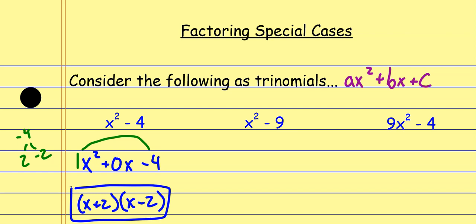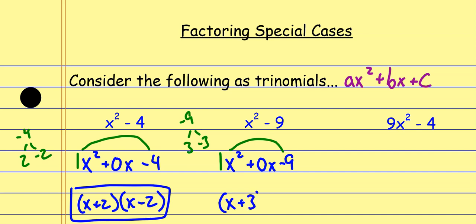Okay? If I look at the next one, again, the guy in the middle is missing. So I'm going to put a 0x in the middle. And now let's build a bridge. Now it's a trinomial. I build a bridge. And again, there's a 1 out front. 1 times -9 is a -9. 2 numbers that multiply to a -9 but add to a 0 are a +3 and a -3. Once again, I can use that other shortcut that I know. The a value is 1, so I can go right to the factors. Since the 2 values I came up with were a +3 and a -3, I'm going to do x plus 3 and an x minus 3.